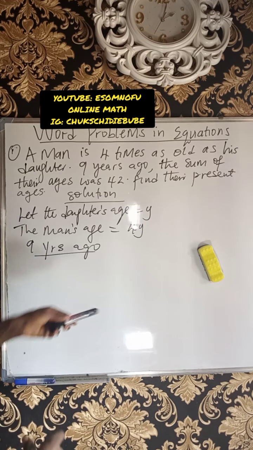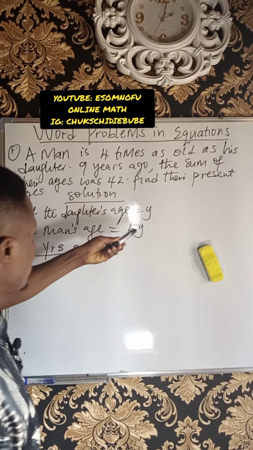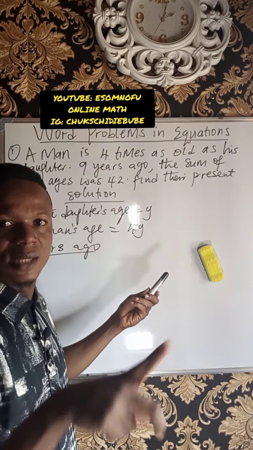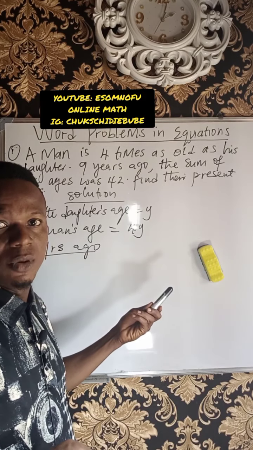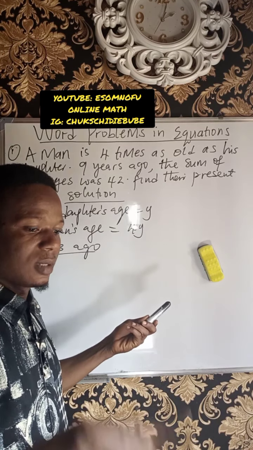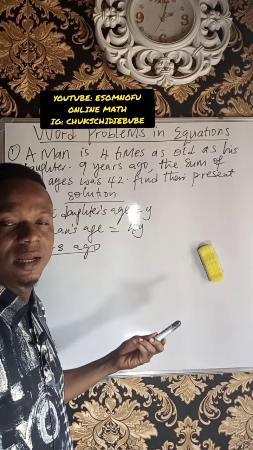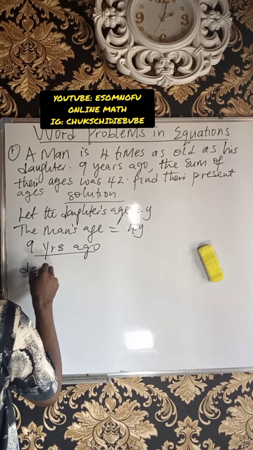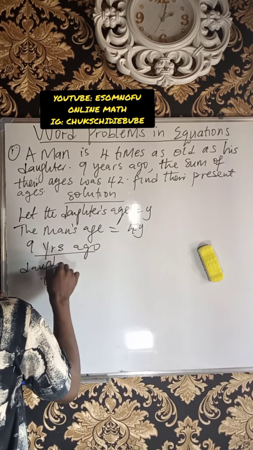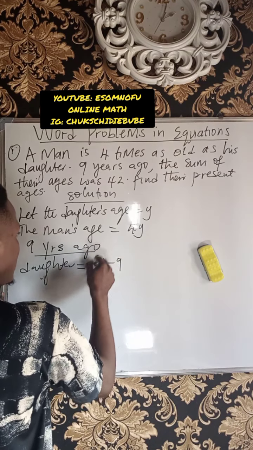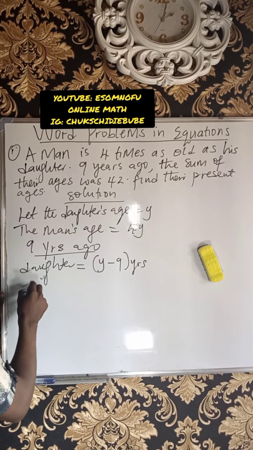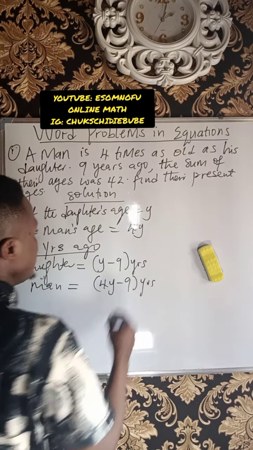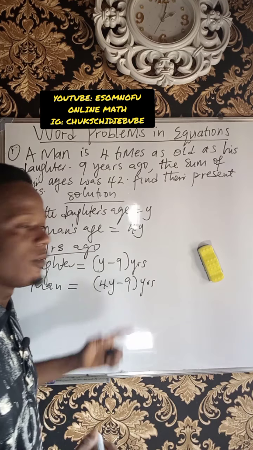So before we look into what happened 9 years ago, let us understand that if you are 20 years now, 9 years ago, your age should be less than 9. That is, you remove 9 years from your age. Okay, so assuming I'm 20 years now, 9 years ago, I should be 11 years. I have to remove 9 from my age. Hence, if the daughter is y years old now, 9 years ago, the daughter will be y minus 9 years, while the man will be 4y minus 9 years. This is the age of the daughter 9 years ago, and this is the age of the man 9 years ago.